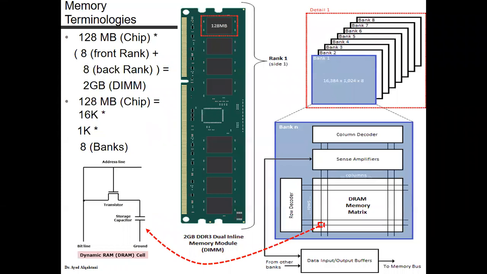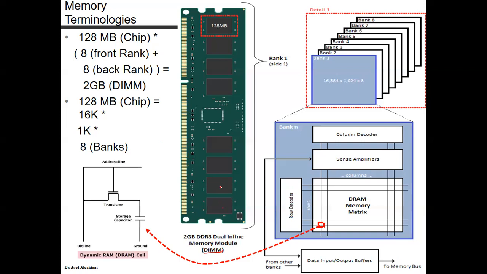Now, here are some of the concepts aggregated together in one slide. This one here is the memory inside your laptop or your PC. It's called 2 GB DDR3 dual inline memory module, which is shortened to DIMM. You can see those pins here, the yellow ones, are responsible for transferring address, data, and control.